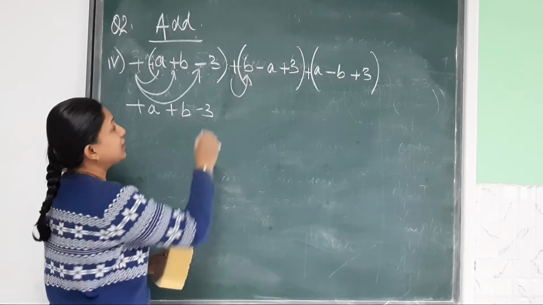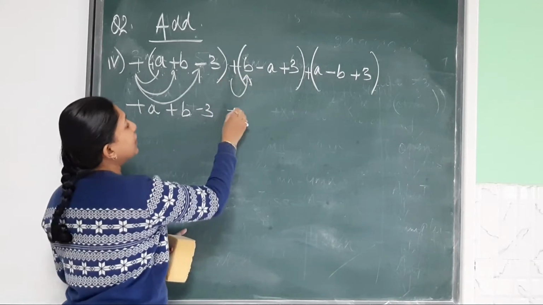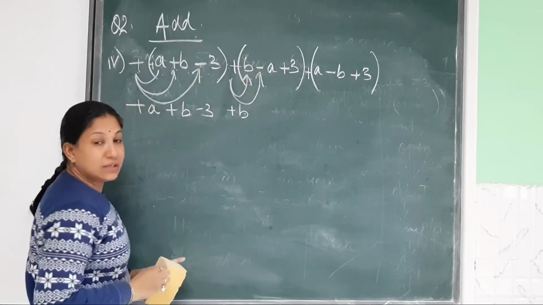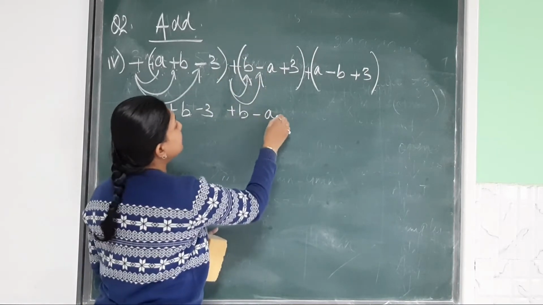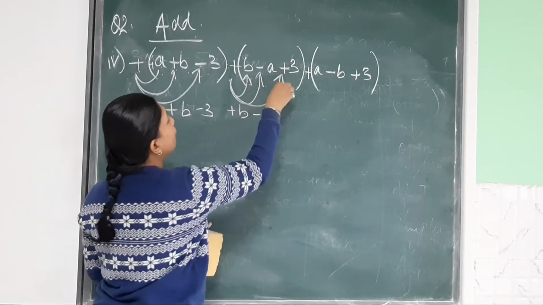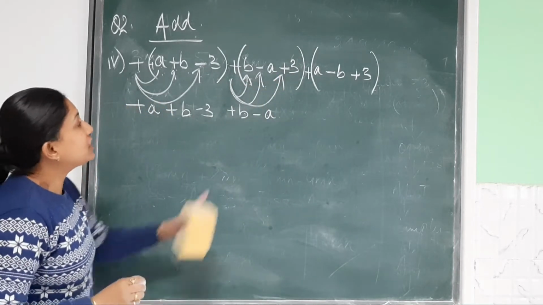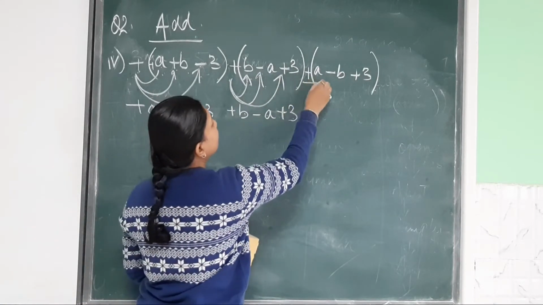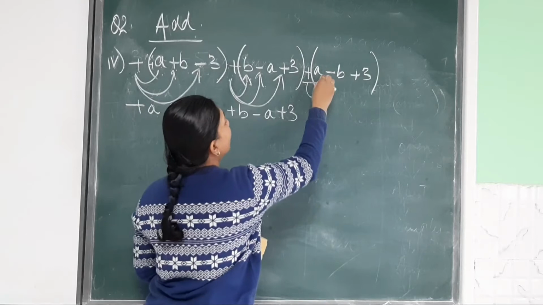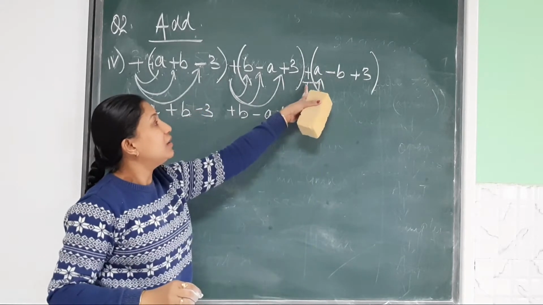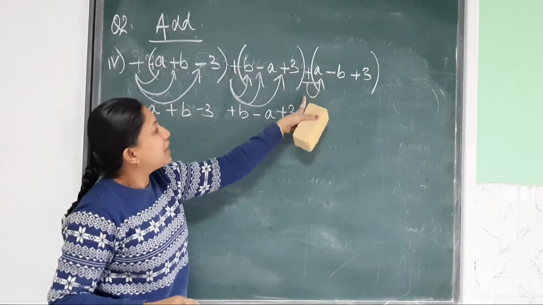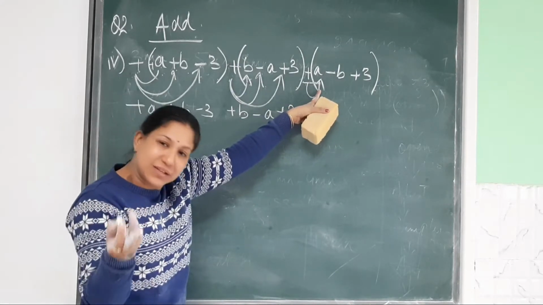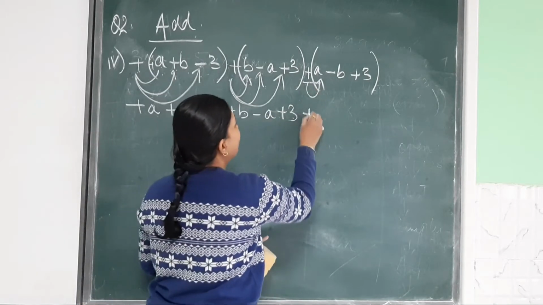Plus will go and meet b. b has a plus sign, so two same signs multiplied give a plus sign. Plus now meets minus: plus into minus, minus, write down the term. Now plus will meet plus 3. 3 has a plus sign, same sign, so write plus. Again, for this, plus will go and meet a. Plus will meet a's sign. No sign means a plus sign. Plus into plus, plus a.